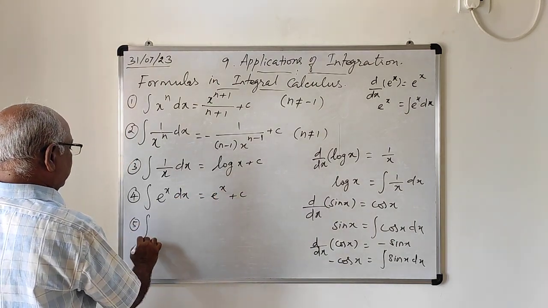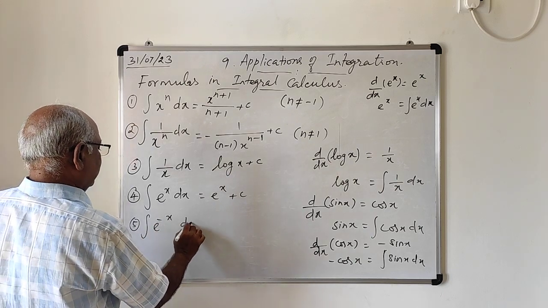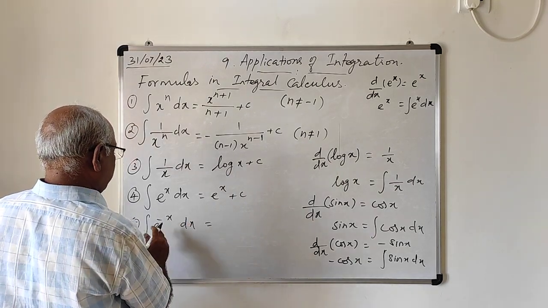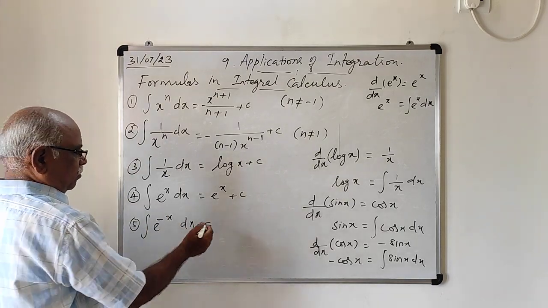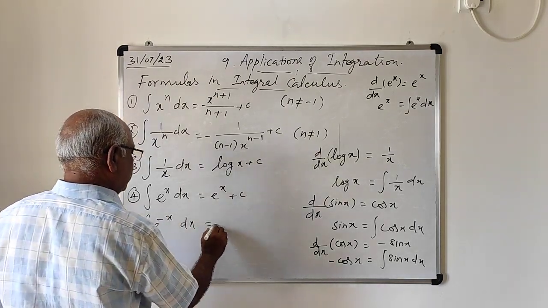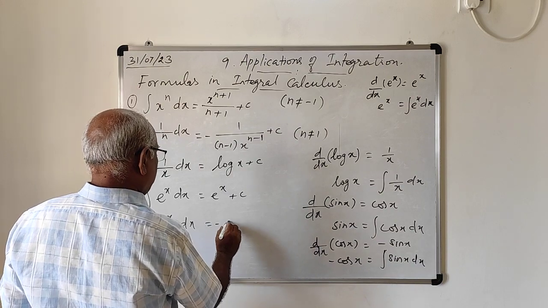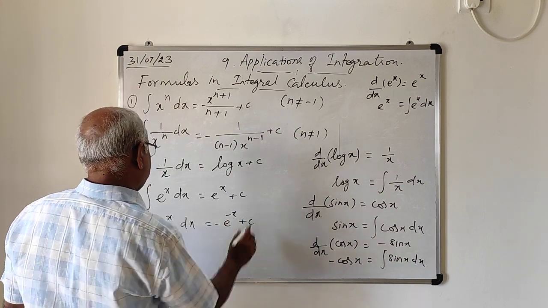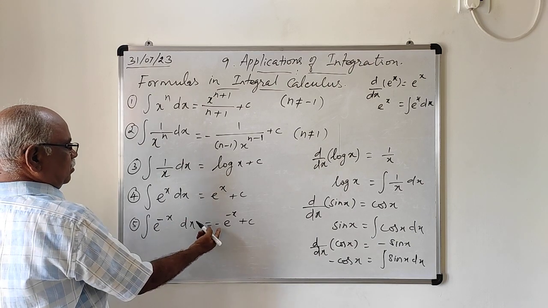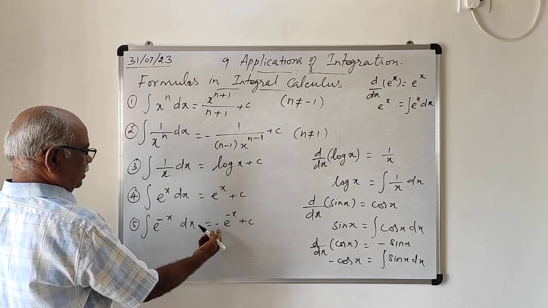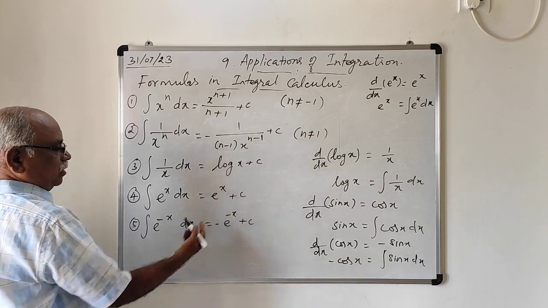Similarly, fifth one, integral e power minus x dx. Here also your derivative of e power minus x is minus e power minus x. Therefore, integral of e power minus x is minus e power minus x plus c. Derivative of e power minus x is minus e power minus x. Therefore, integral of e power minus x is minus e power minus x.